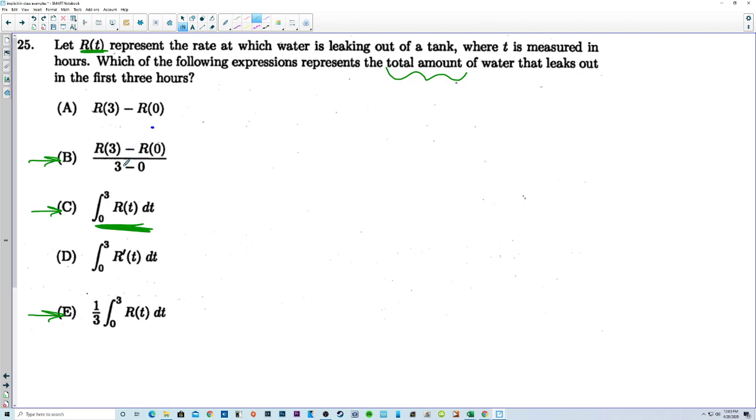So that would be, well, I'm going to try average acceleration, I suppose you could say. This one certainly ends up being, this would just be the difference in rate, I guess. I don't know.